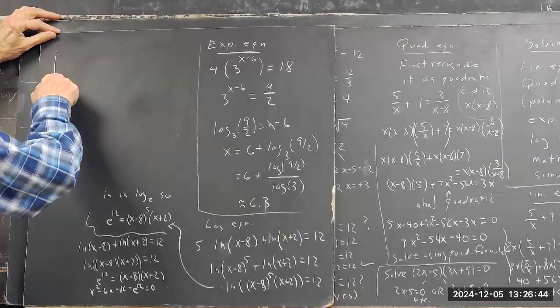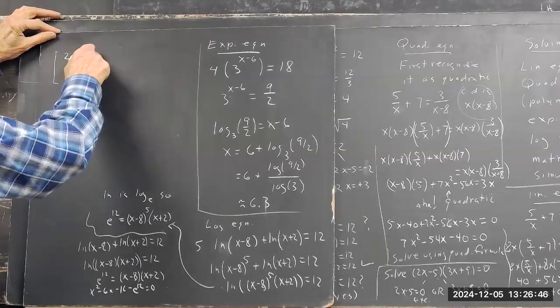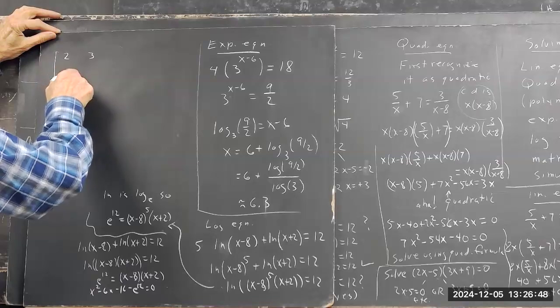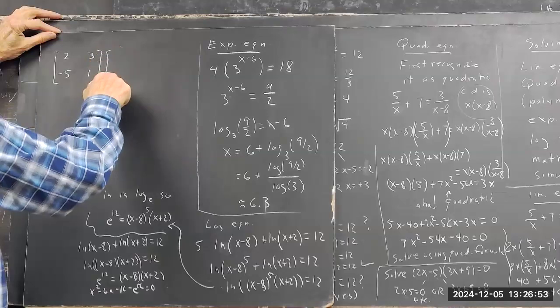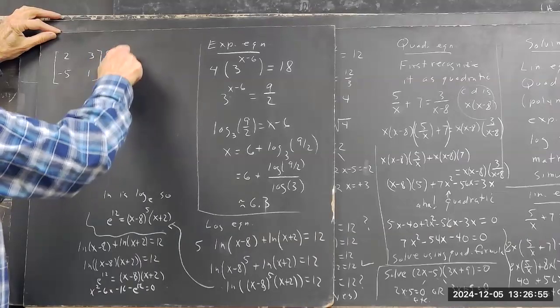Okay, let's take a matrix equation like 2, 3, -5, 1.